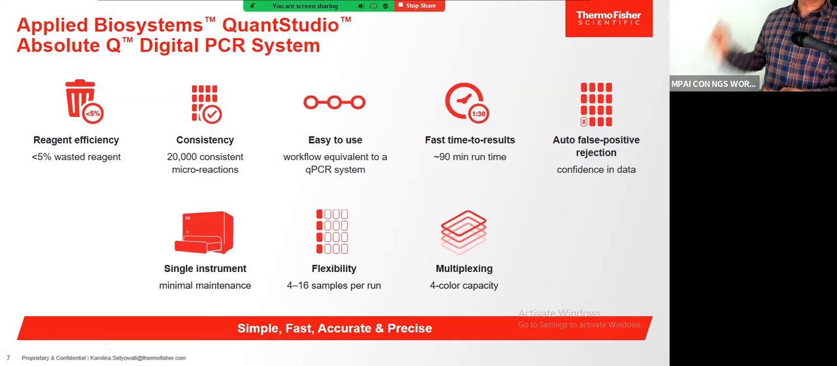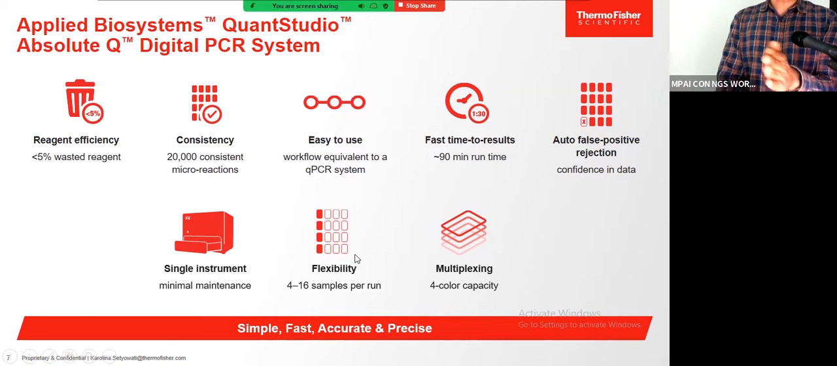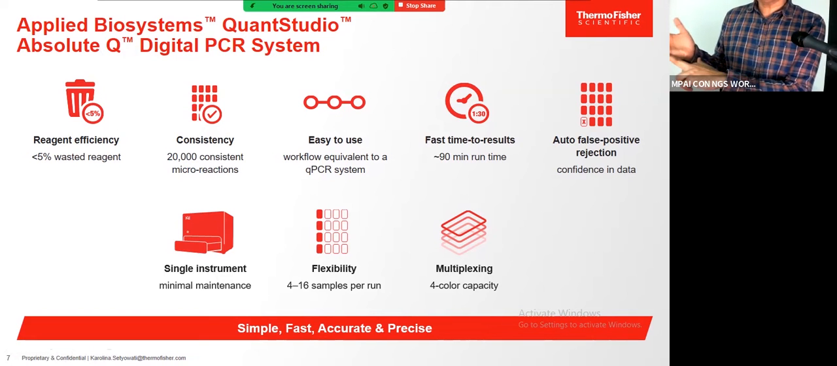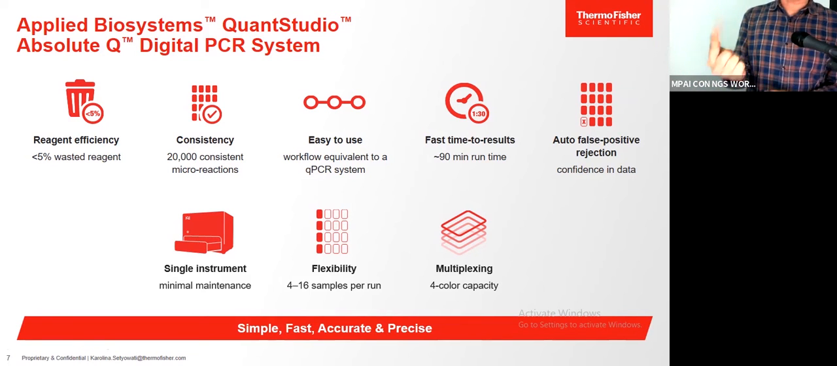And another unique feature which we provide is auto false positive rejection. In terms of flexibility, you can run as few as 4 samples. One of the wells can have your sample, the second can have an NTC, the third a positive control, and the fourth a negative control. So even if you have 1 patient sample, you can finish and report the same day.